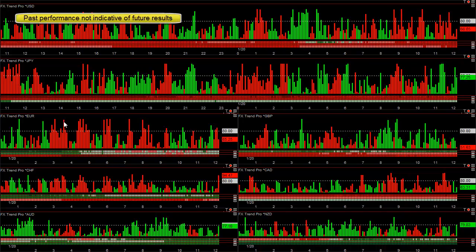This can change trend direction on any given bar. The daily trend can take a few hours to change direction. The weekly trend can take a day to a day and a half to change direction. The monthly trend could take a week, a week and a half to change direction. So keep that in mind when you're using our tools.